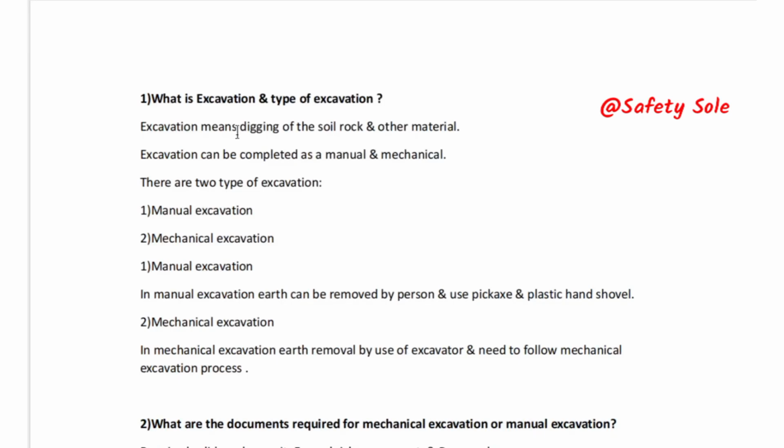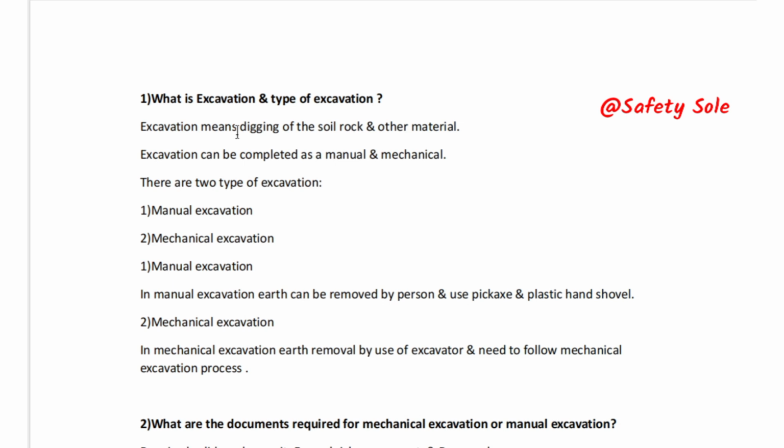What is excavation and how many types of excavation? Excavation means digging of soil, rock and other material. Excavation can be completed manually and mechanically. Generally, there are two types of excavation: manual excavation and mechanical excavation.